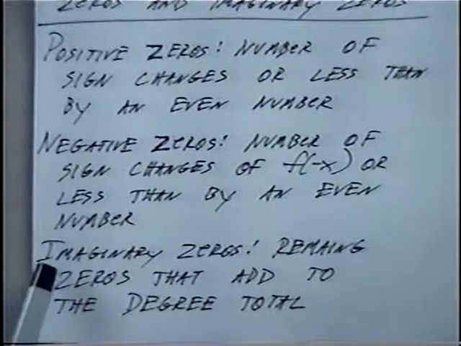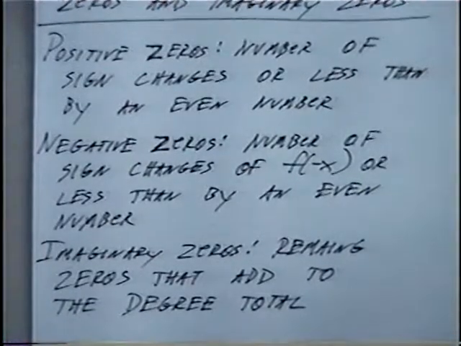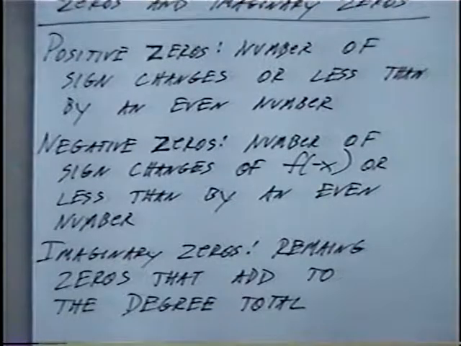And the last definition, imaginary zeros, remaining zeros that add to the total degree. The degree tells you how many total zeros there are. Whatever the highest exponent is, tells you how many zeros. So whatever is left over has to be imaginary.